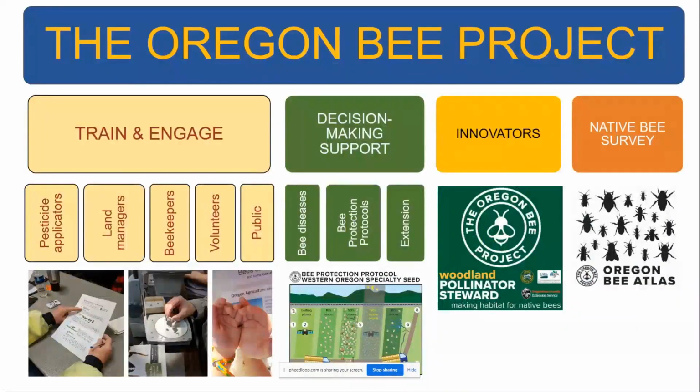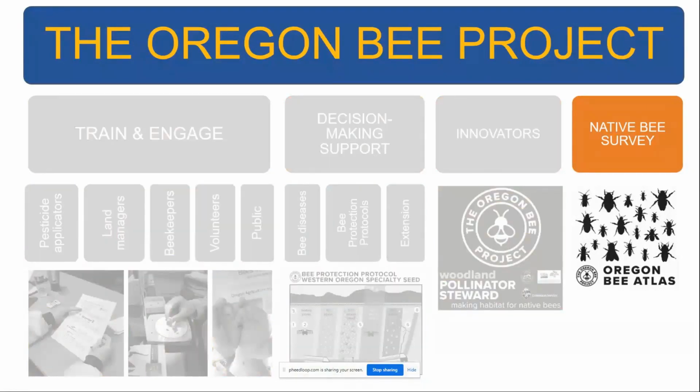So let me just briefly mention it. The Oregon Bee Project is an extension-focused initiative centered around training and engaging a broad set of stakeholders involved in bee health or having some kind of touch point to bee health, providing them with decision-making support tools tailored to their needs or specific challenges, finding ways to showcase the innovators who are blazing the trail for bee health in their sector, and finally, developing a comprehensive way to measure the health of Oregon's 600 or so wild bees, the Oregon Bee Atlas. Now, the Atlas was meant to be a way to see if our extension and outreach work was ultimately having a real impact on the bees of Oregon.